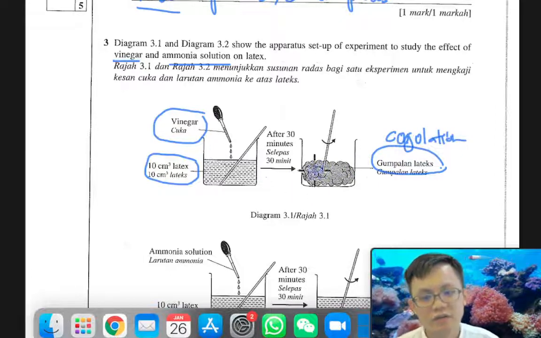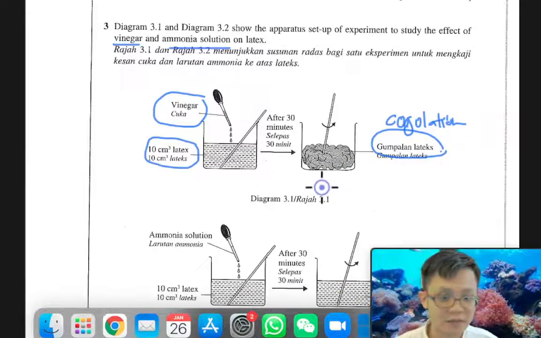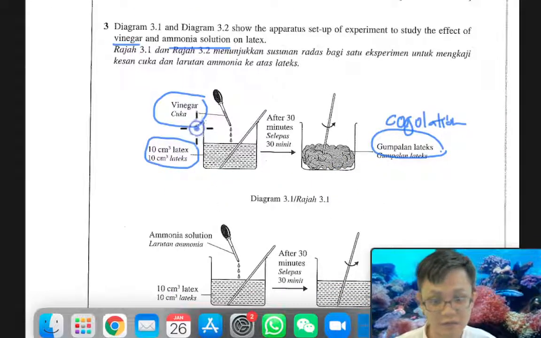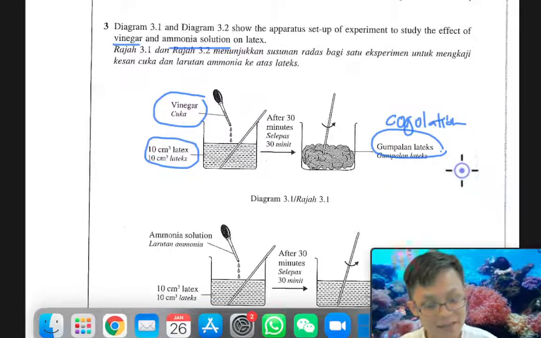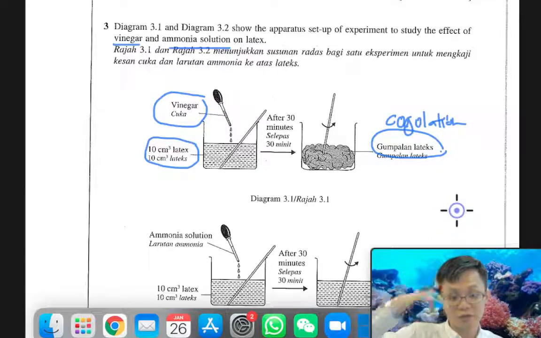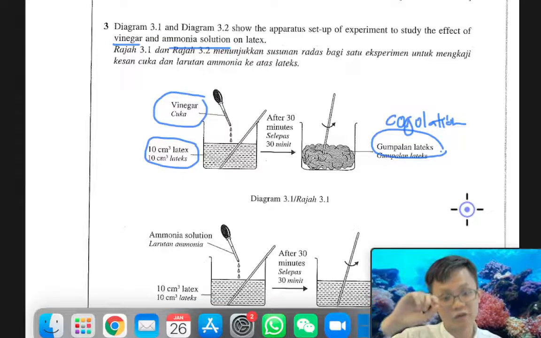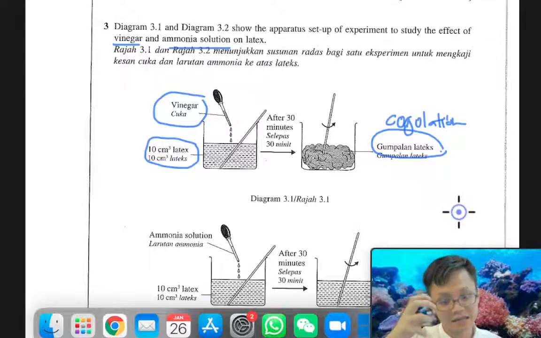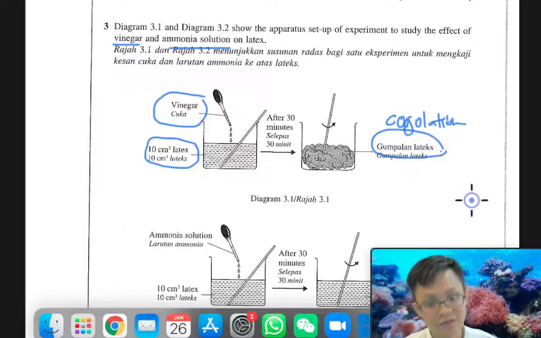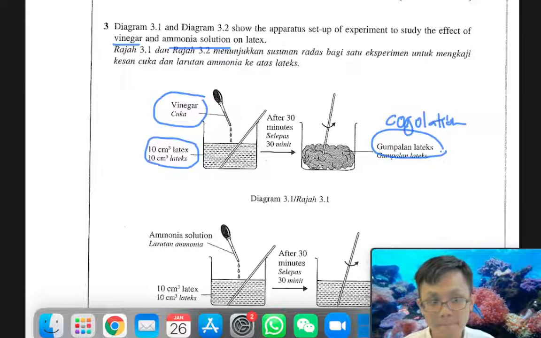Coagulation. So it will become like a jelly, and of course you can make it jelly even if you don't put vinegar. You just leave it in the air. Eventually microorganisms will grow on the latex, and the microorganisms will produce acid. Then the acid will coagulate the rubber, but the vinegar makes it faster. The acid makes the latex coagulate.